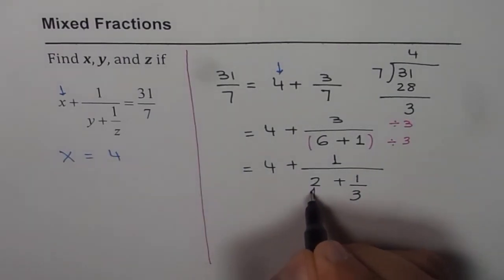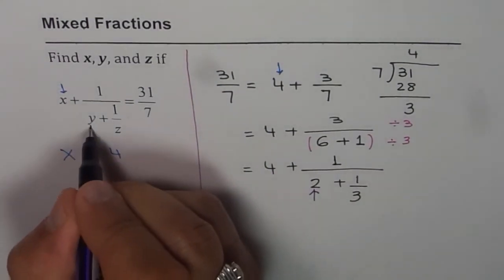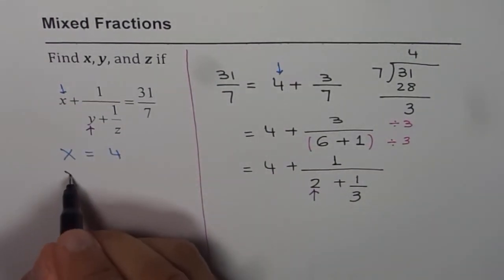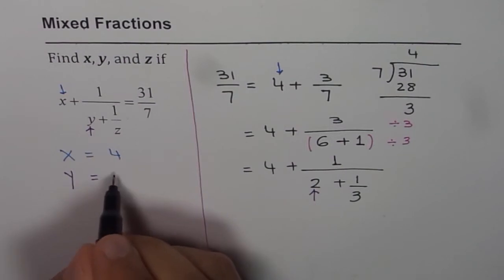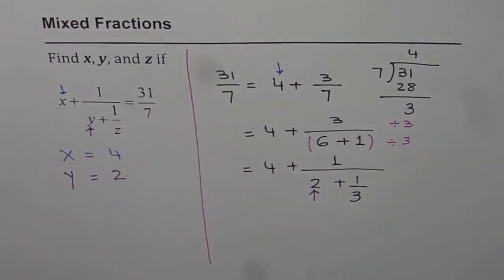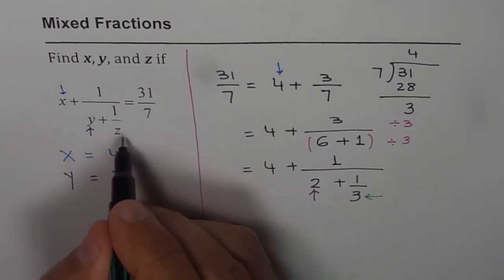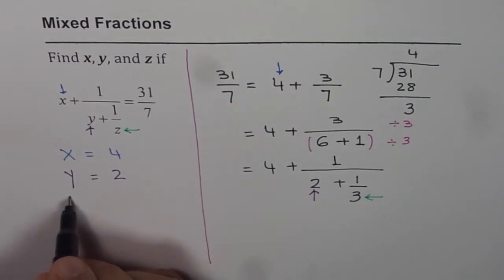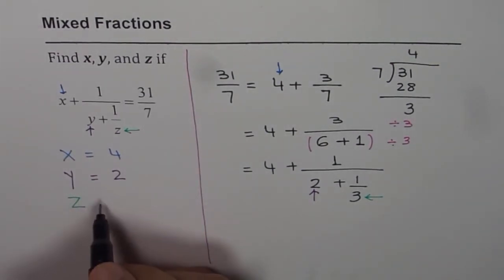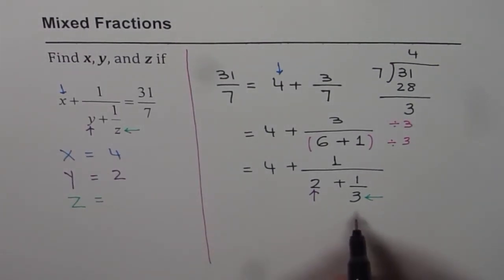So that is the value of y for us. Do you see that y value? Compare. We can say y is equal to 2. Correct? Now how about z? z is equal to 3. Do you see that part? 3 is similar, correct? So we can say from here, by comparing these two equivalent fractions, z is equal to 3. So that becomes our answer, correct?